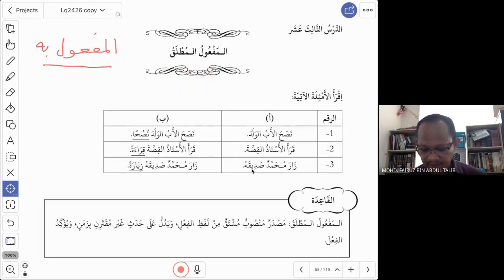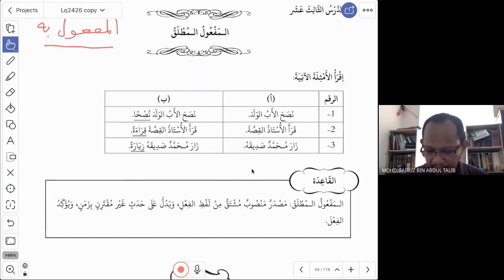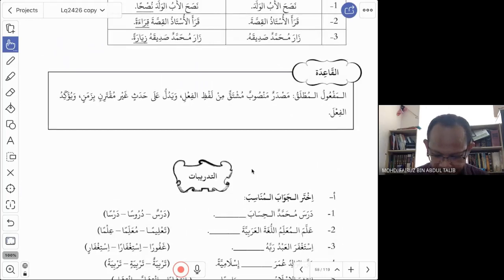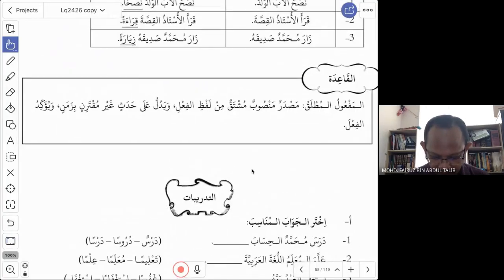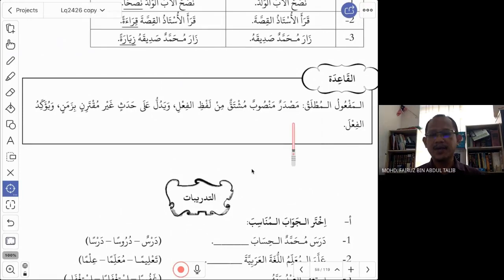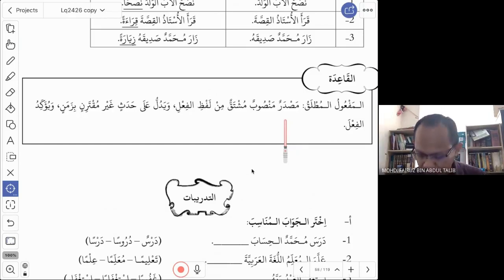So what is this maf'ul mutlaq? Jadi nak faham, to understand maf'ul mutlaq, let us look at the qa'idah. Okay, what is al-maf'ul al-mutlaq? Al-maf'ul al-mutlaq, or the absolute object, is a masdar. Nahnu darasna al-masdar. You have learned what is masdar, a verbal noun. So in the lesson of al-masdar, we have seen that there are two types of masdar. You can refer to the lesson of masdar.